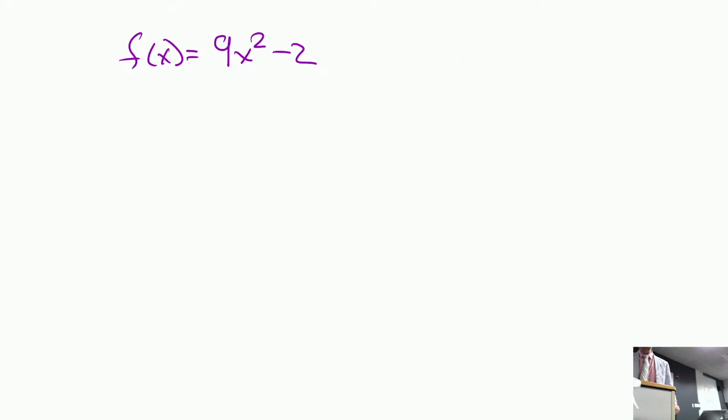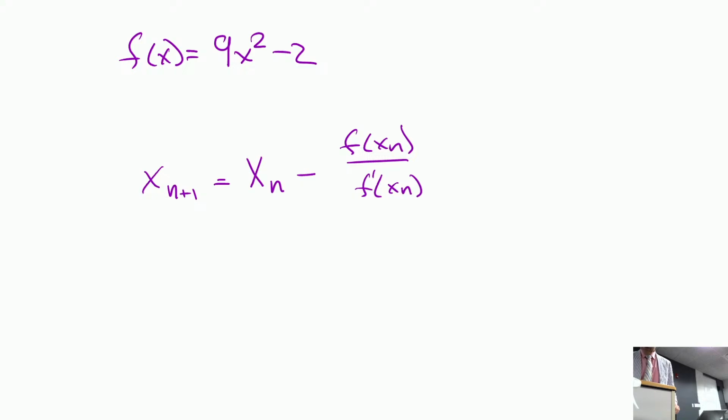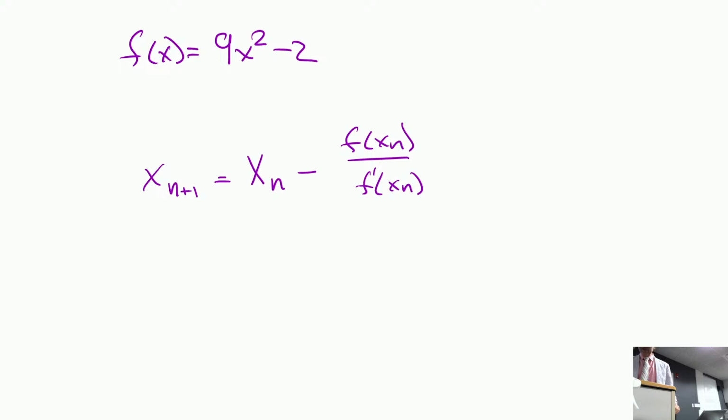We're just supposed to come up with the Newton's method expression. The Newton's method expression just says that x_{n+1} is equal to x_n minus f of x_n over f prime of x_n. Did I get that right? I hope so. It is. All right, so there's Newton's method. It comes directly from the linear approximation of the function. So we're just supposed to plug this in.